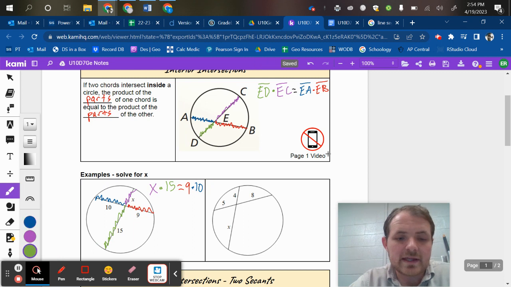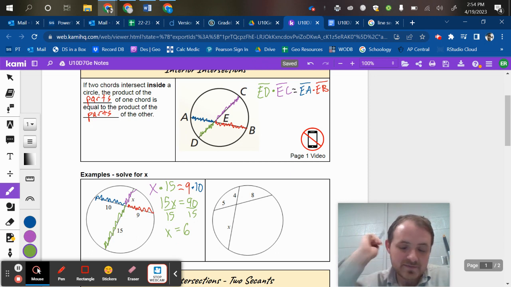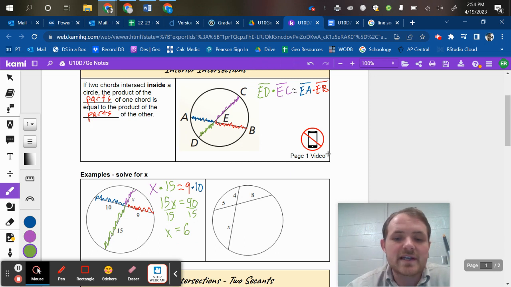So cleaning that up a little bit, that gives me 15x equaling 90, and dividing by 15 on both sides gives me x equals 6. So again, the relationship is that the parts that make up one full chord, you multiply together on both sides. Maybe pause the video and see if you can set up the next one on your own.